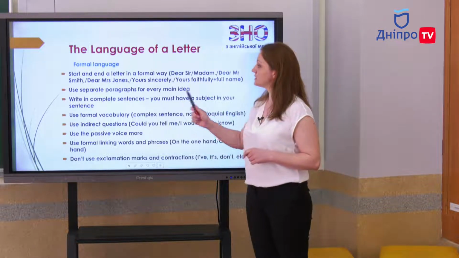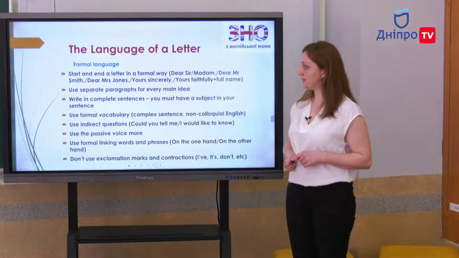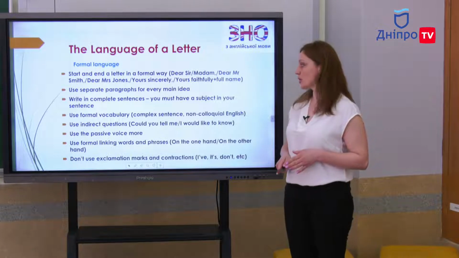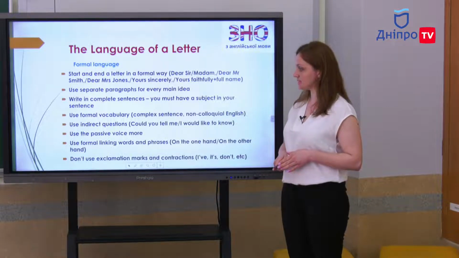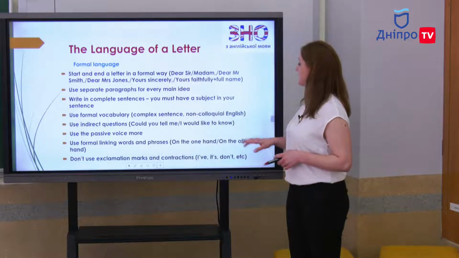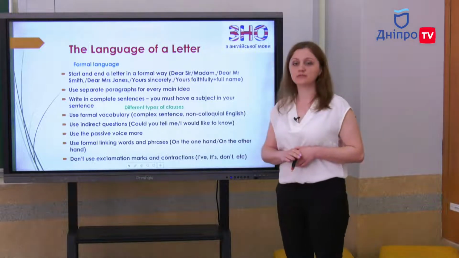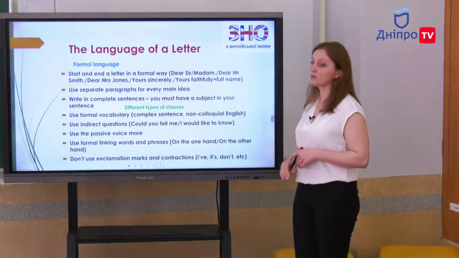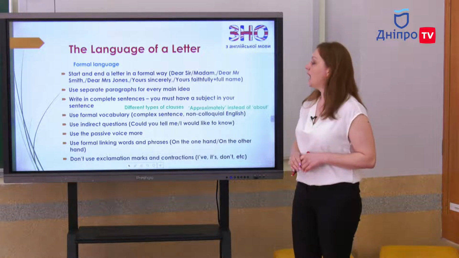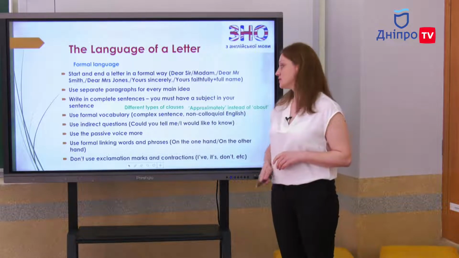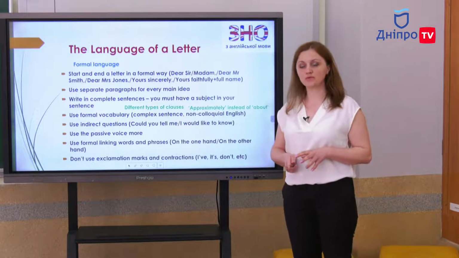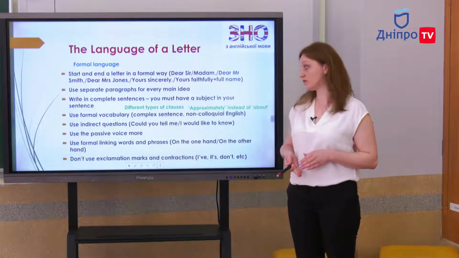It is good to use separate paragraphs for every main idea. In this kind of letters, you should write complete sentences, so you must have a subject in your sentence. Also use formal vocabulary such as complex sentences, for example, different types of clauses, non-colloquial English, for example, approximately instead of about. Use direct questions such as could you tell me or would you like to know. The passive voice here is used more than the active voice.